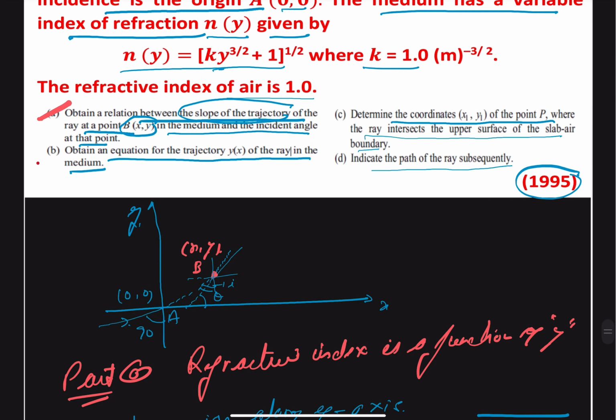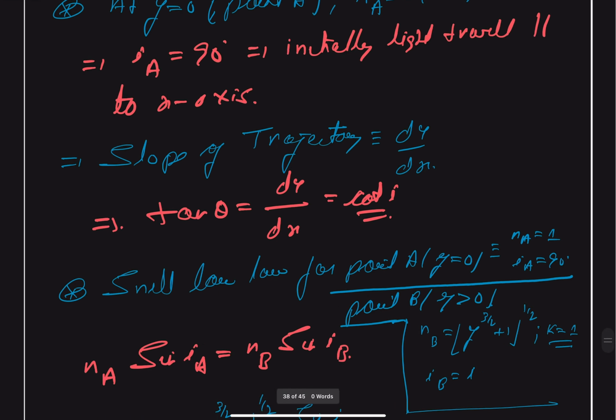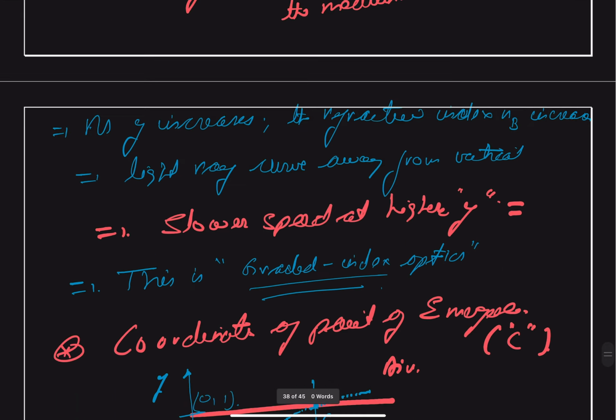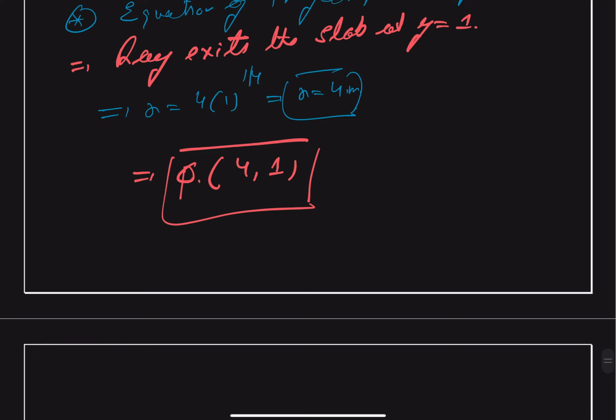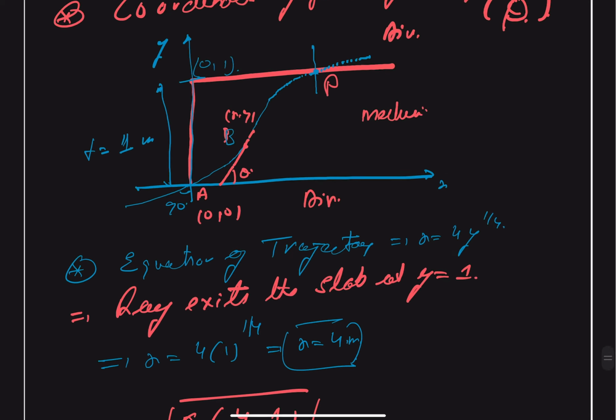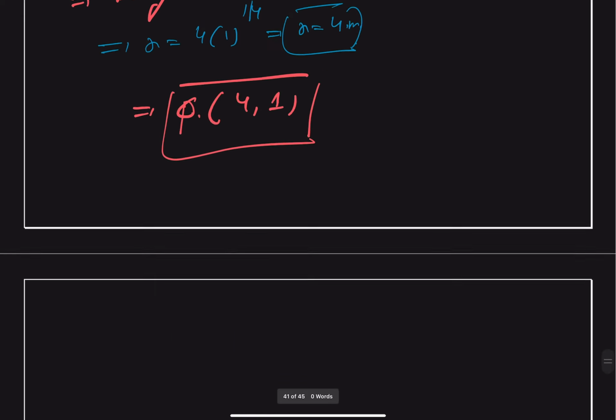So we did option A and B, and this point is called P, which I called C. So this we also found out. Now we have to indicate the path of the ray subsequently. Let me correct one thing here, that this point is our P, not C. So we found this coordinate is 4 comma 1. Now we have to find the emergence at point P.